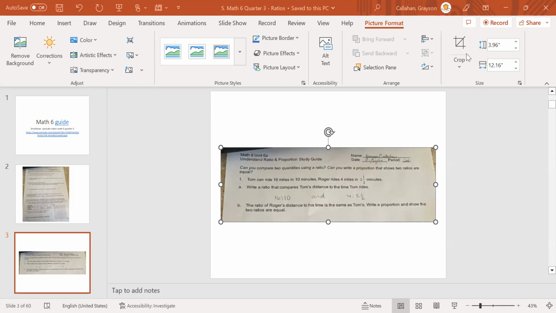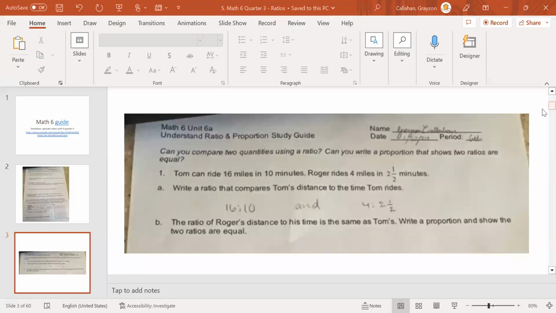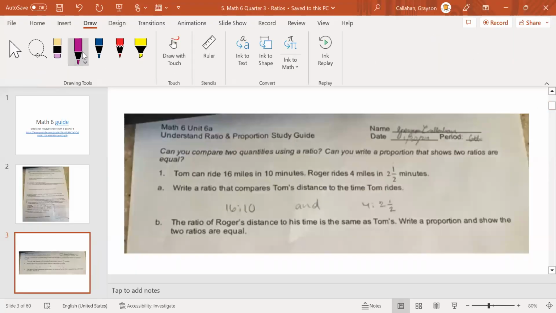Okay, so this is week 4, Tuesday, and we are going to go over the study guide for ratios for math 6. All right, so it says right here, can you compare two quantities using a ratio? Can you write a proportion that shows two ratios are equal?